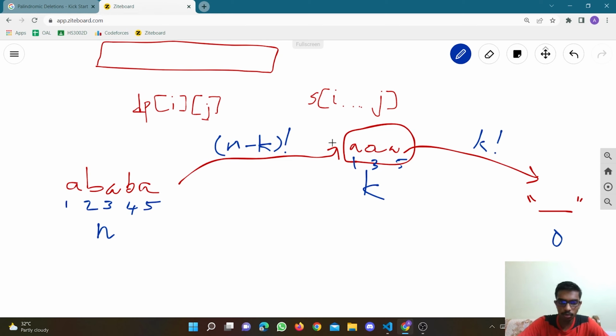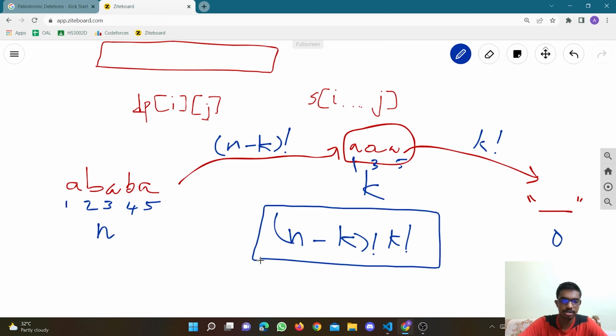So say I find one substring 135, then the number of times that will come in my approach will be n minus k factorial times k factorial, right? And now note that this depends on k, which is the length of the string, and it doesn't depend on the alphabets in the string exactly. Like for all I know, this could have been ACA as well. It only depends on what indices these are, 135. So it just depends on the length of the substring, right?